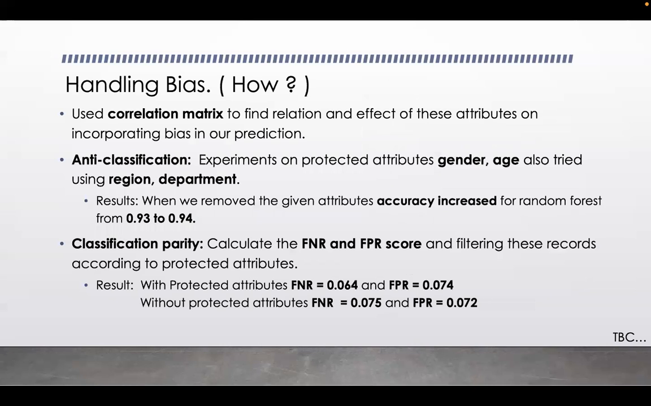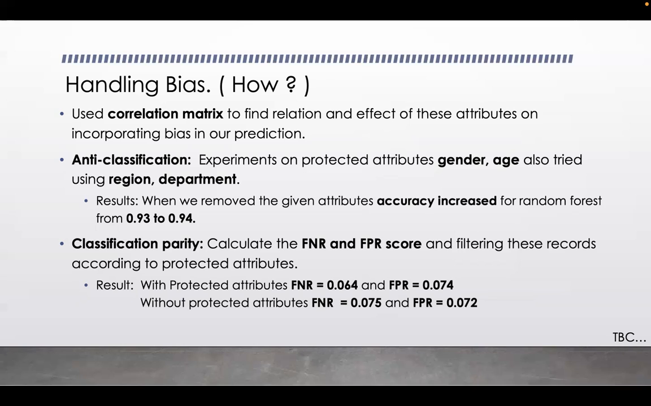To understand the correlation between the attributes, we used a correlation matrix. We performed two experiments on this data set: anti-classification and classification parity. In anti-classification, we removed protected attributes like gender and age. We also tried removing two other attributes, region and department, which may also involve bias in the data set. The result of this experiment gave a change in accuracy from 0.993 to 0.94.